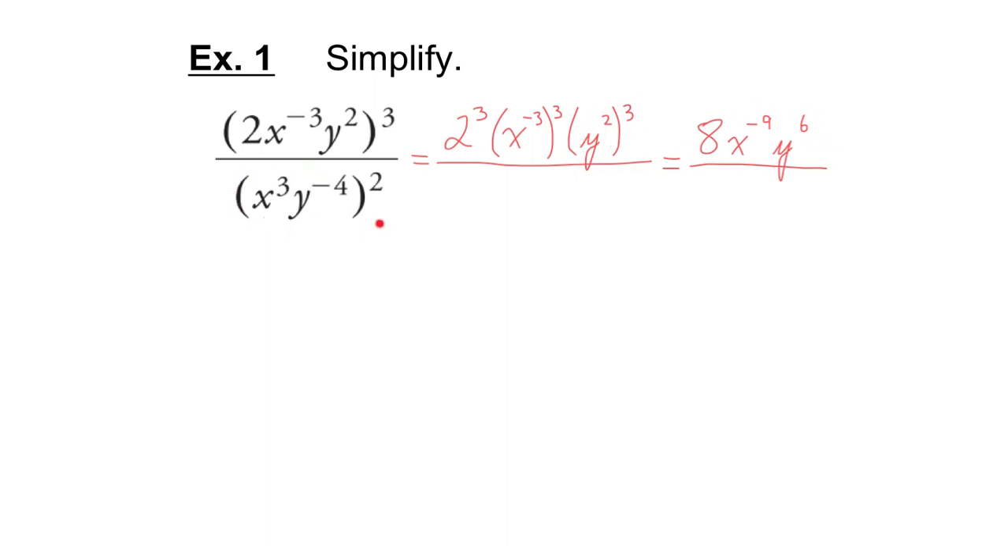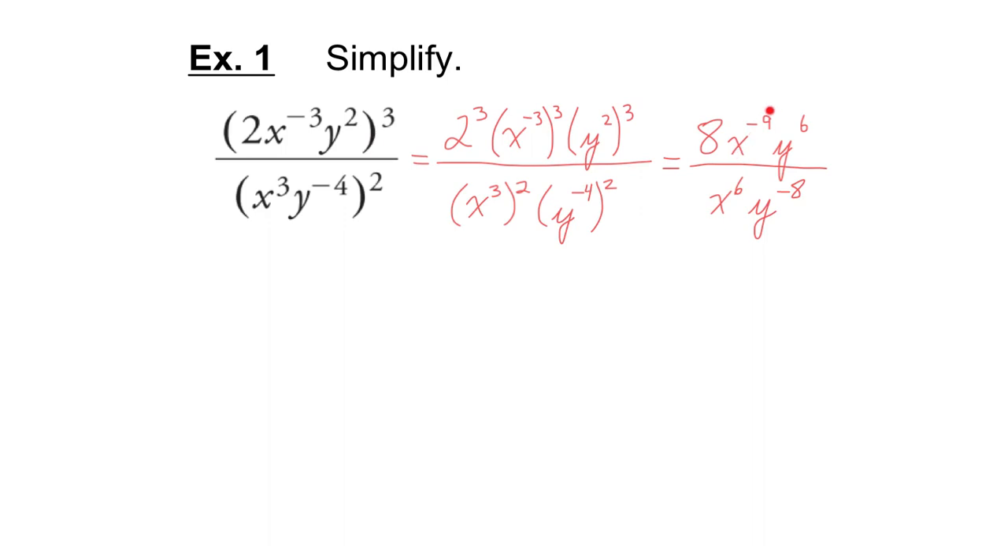Now let's do the same thing with the denominator. I use my power of a power rule, so I multiply the exponents, and I end up with x to the 6 times y to the minus 8. So now I've simplified the numerator, I've simplified the denominator, now I can start simplifying the fraction. Well, I have 8 and no corresponding number down here. That means there's a 1, so 8 divided by 1 is 8.